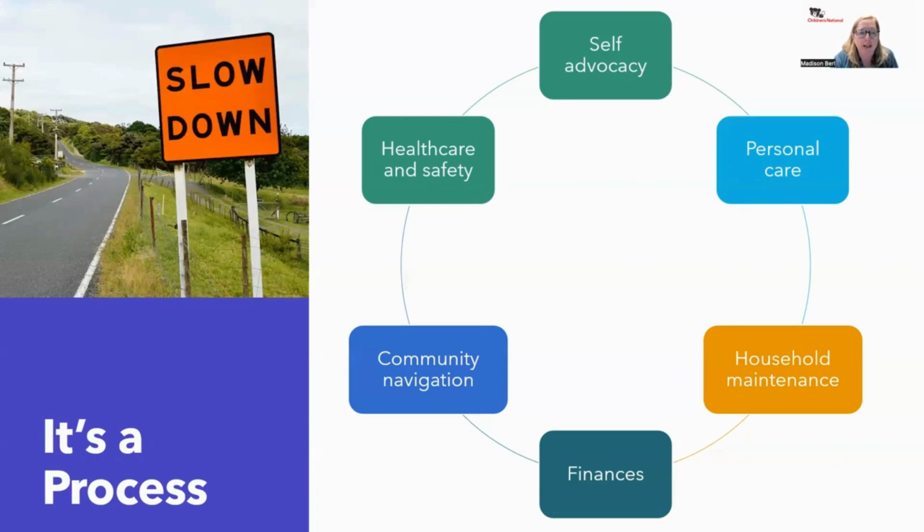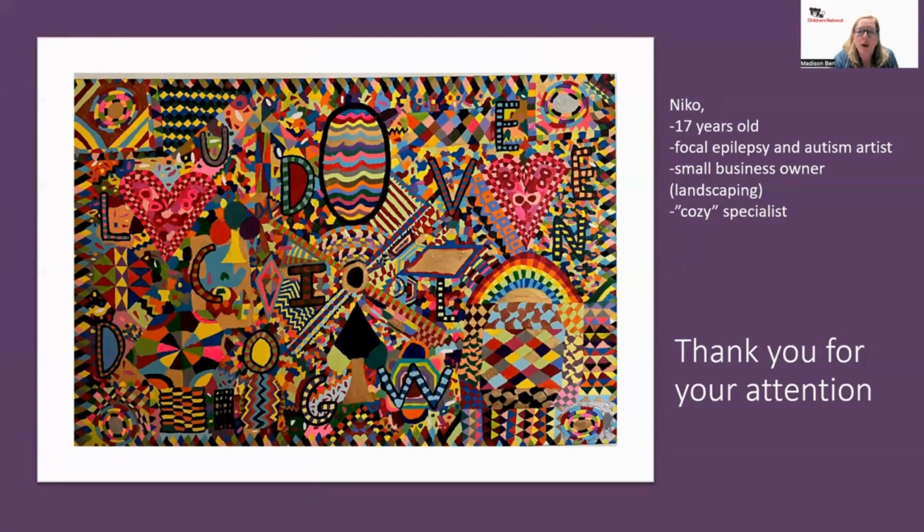And I just want to point out, this is work from Nico. He's 17 years old. He has focal epilepsy, autism. He's an artist, obviously. He's a small business owner.